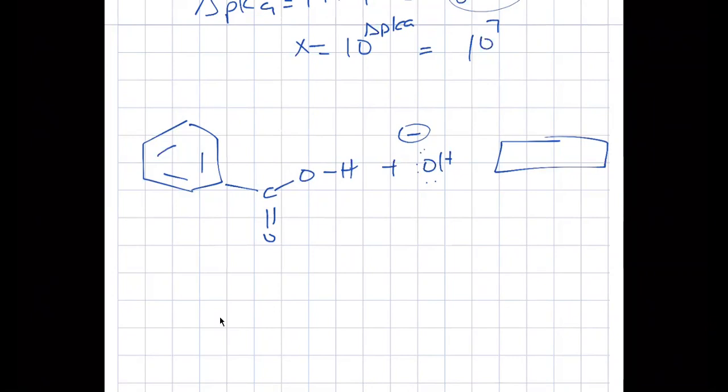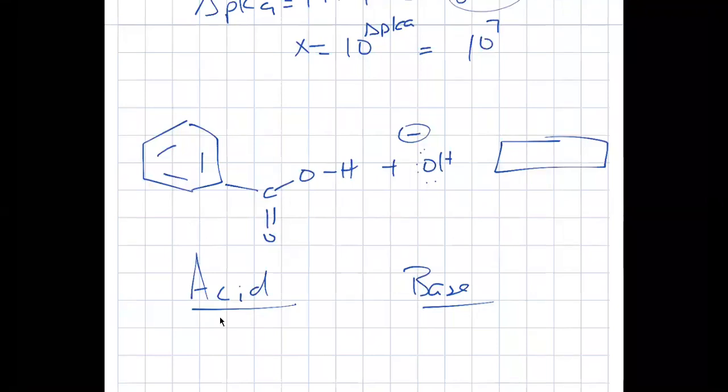This is my acid. What functional group is that? Anybody remember? That was actually on this test. Is it a carboxyl? I can't pronounce it. Yes, you can. Carboxylic acid. Yeah, it's a carboxylic acid. That's exactly right. Okay, so that's my acid. And then this is my base.